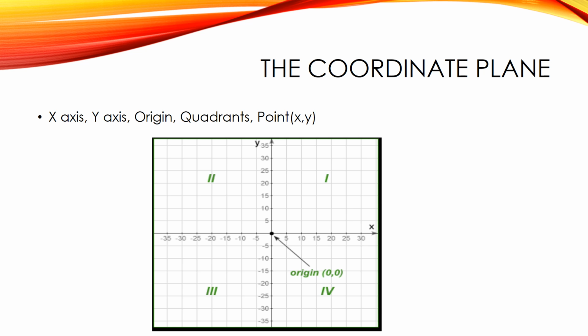The sign of the coordinate is important. A positive number means to go to the right for x or up for y. Negative numbers mean to go left for x or down for y.